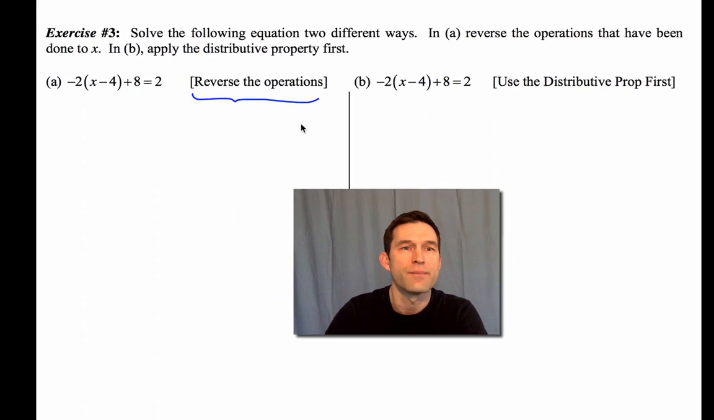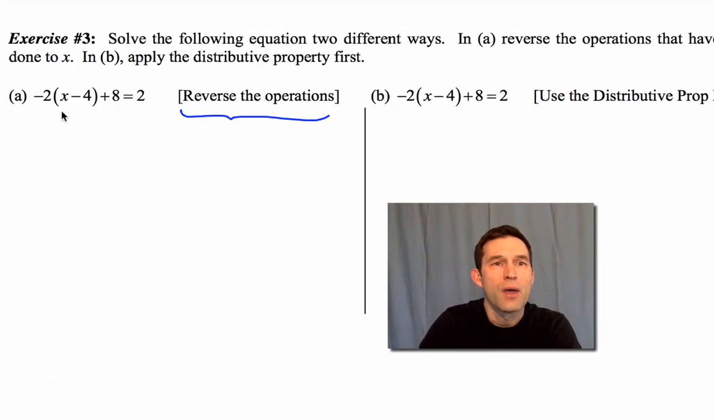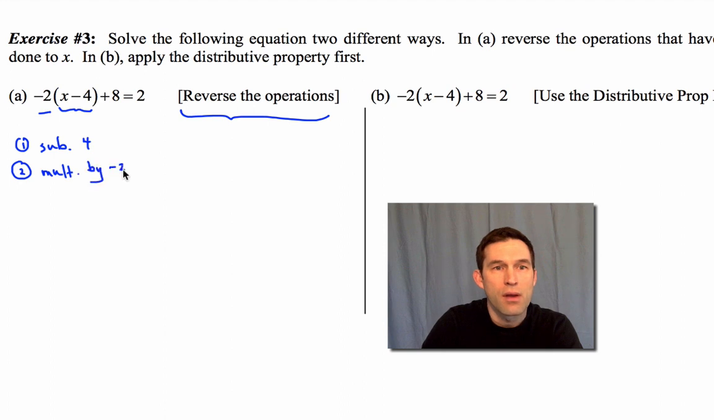All right, let's go through that. Again, this is very similar to the last problem. When we look at what's been done to x, we see that we've subtracted 4. Now, I would imagine that many of you will eventually not need to write these steps out. Then I multiplied by negative 2. And then finally, I added 8. So when I solve the equation, let me do that down here. I'm going to undo that process.